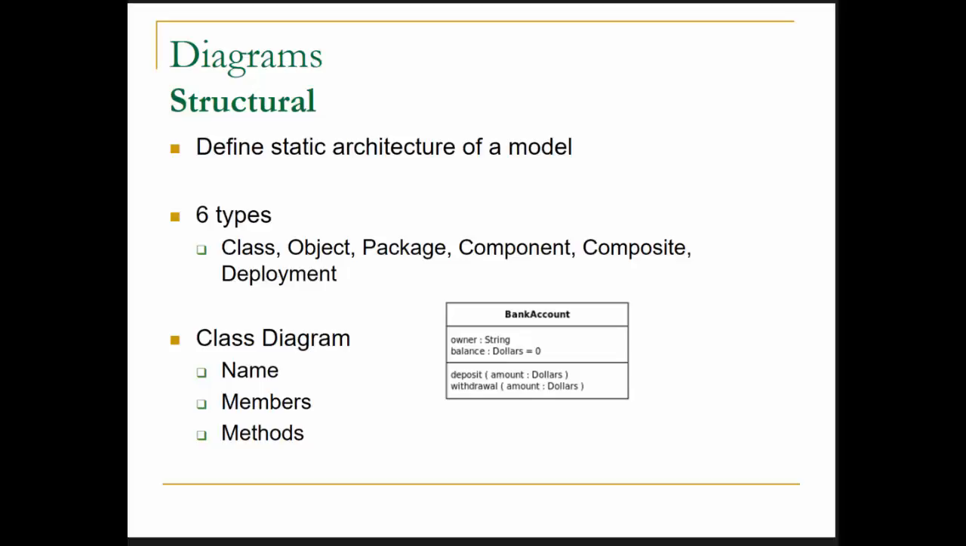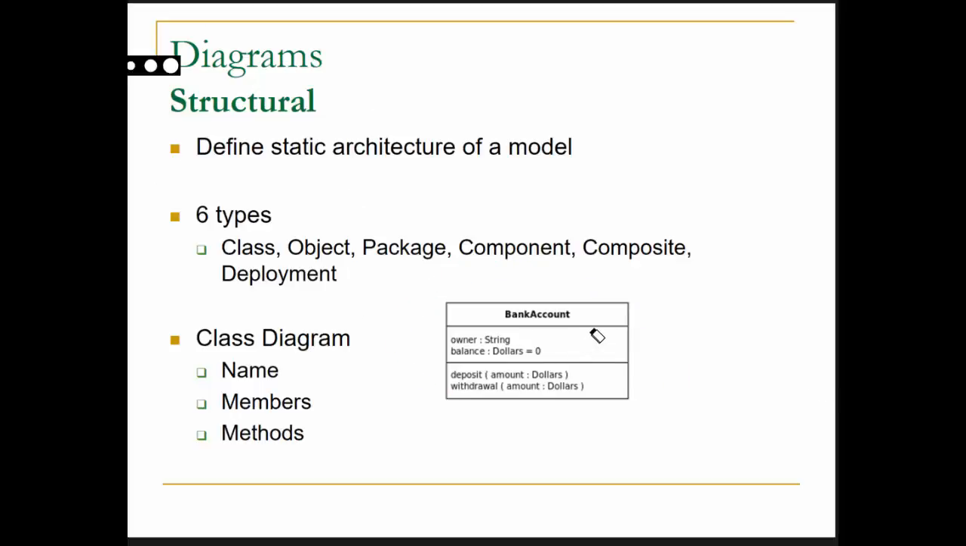Now there's 6 different structural diagrams, and again, they're static, and they define the static architecture, the static structure of a model. There's 6 kinds: class diagrams, object diagrams, package, component, composite, and deployment. In my personal experience, by far and away, the most widely used is the class diagram, and this is a simple class diagram right here.